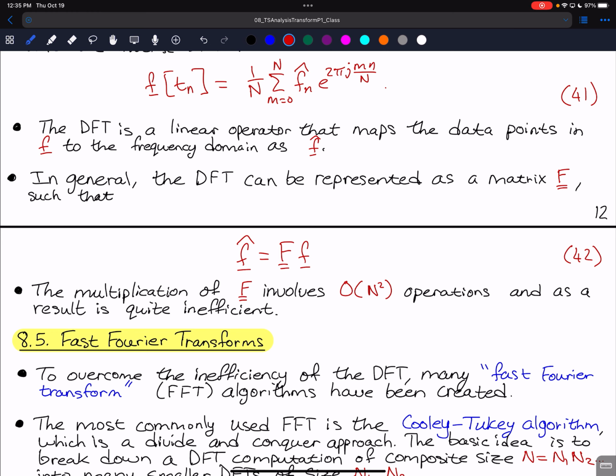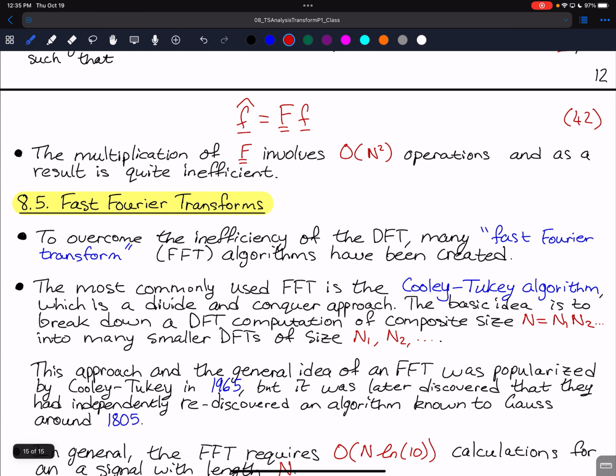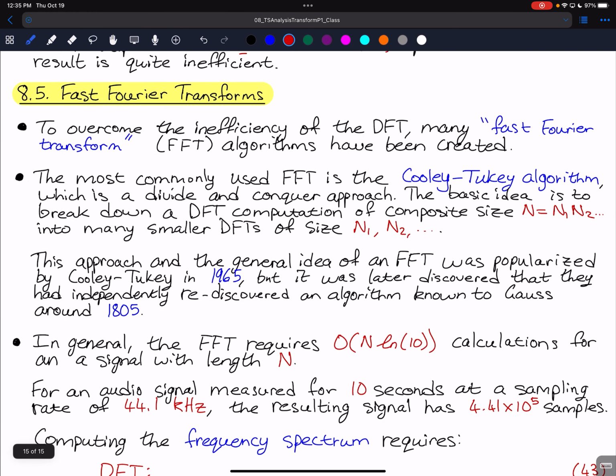To overcome that, people have come up with what we now know and call the fast Fourier transform, or the FFT. Anytime you see a Fourier transform applied to some measurement or signal, people are almost undoubtedly using an FFT. It's exceedingly rare that they would not be. The most commonly used FFT is known as the Cooley-Tukey algorithm, which is basically a divide and conquer approach. You break down your DFT computation into different regions and then compute it separately for those rather than applying it to the entire system.